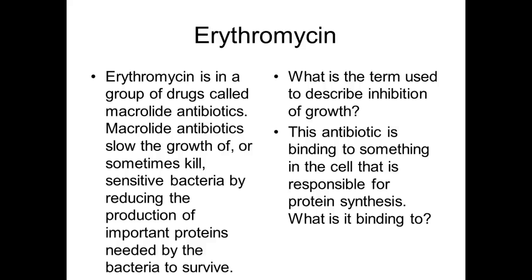So this antibiotic is binding to something in the cell that's responsible for protein synthesis. What is it binding to? What's important in our cells for protein synthesis? What's its target? What makes proteins in our cells at the cellular level? Ribosomes. Ribosomes. So these drugs are literally binding to the ribosomes. That's how they interfere with the protein synthesis and can slow it down to the point where it could be lethal for that cell, or definitely inhibit their growth significantly. So that's what erythromycin does. Now you know.